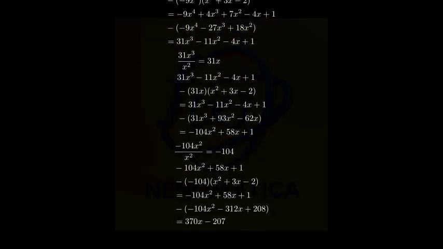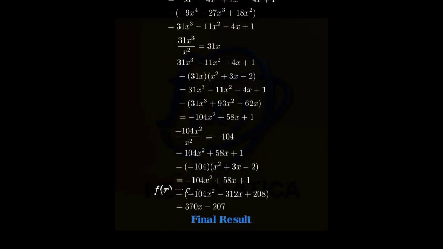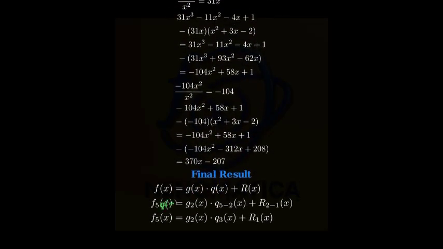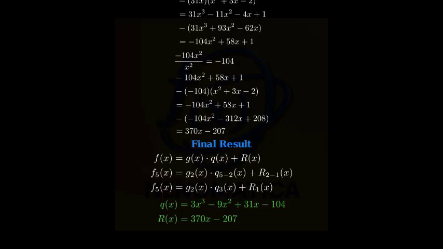Therefore, our final result shows that the quotient is 3x cubed minus 9x squared plus 31x minus 104, and the remainder is 370x minus 207. This confirms our original formula, where the degree of the quotient is n minus m, which is 5 minus 2 equals 3, and the degree of the remainder is less than m, which is 1, less than the divisor's degree of 2.